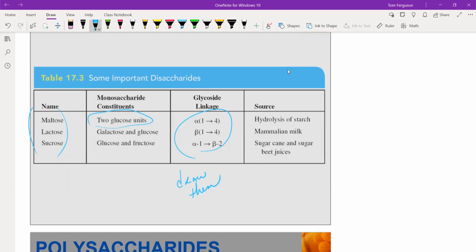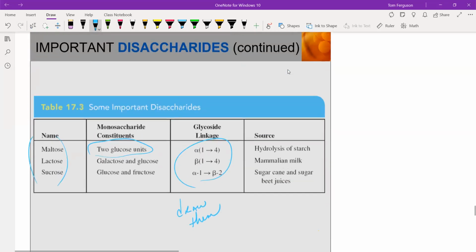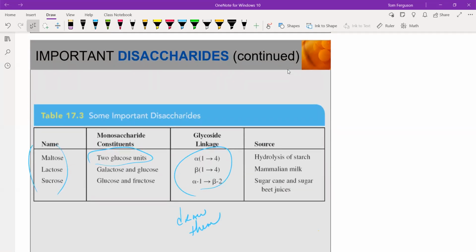Now, if you look at the worksheets I posted on Canvas, you'll have a lot of little problems practicing this stuff. Okay, we're not going to do polysaccharides or oligosaccharides today. I want to go over some examples.